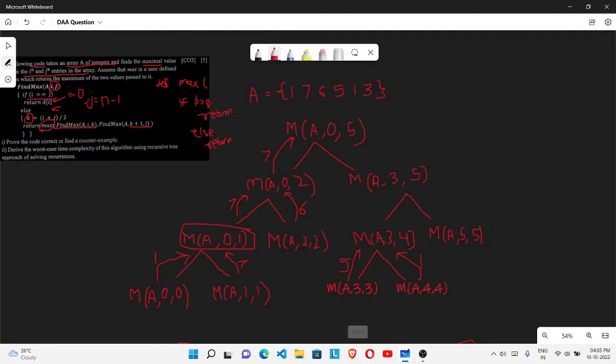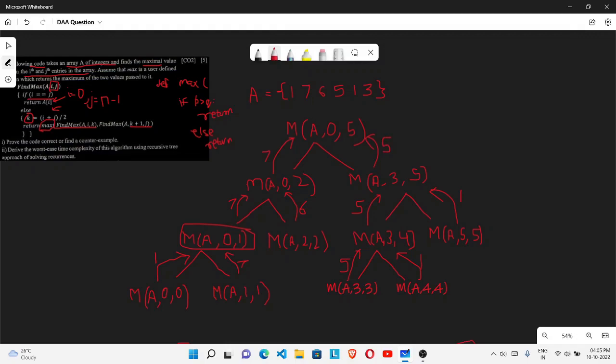Now we'll come to the right part. This was returning 5 and 1. Now what this function will do is it will compare 5 and 1 and return the greater one, which is 5. And this will come to the base condition and return the element at the fifth index, which is 1. Now the max of A 3 5 compares 5 and 1 and returns 5.